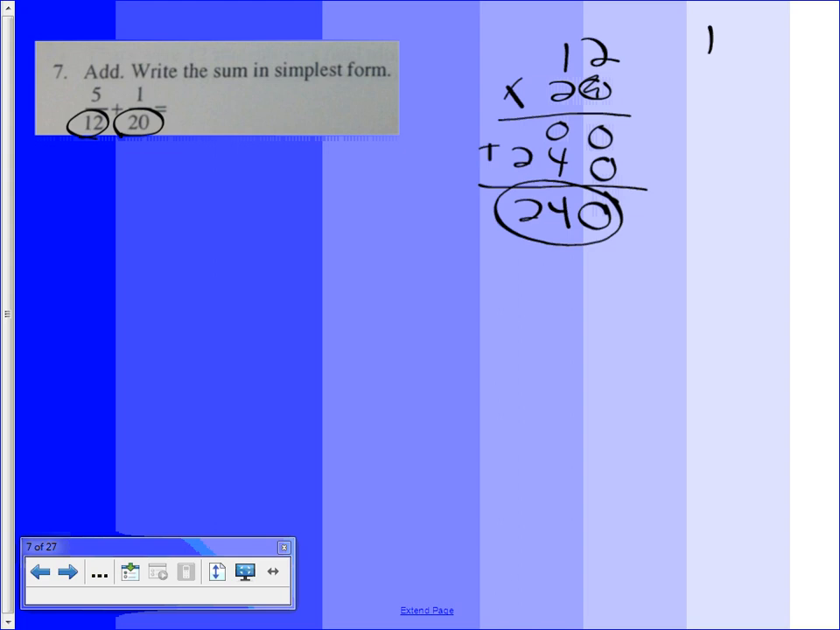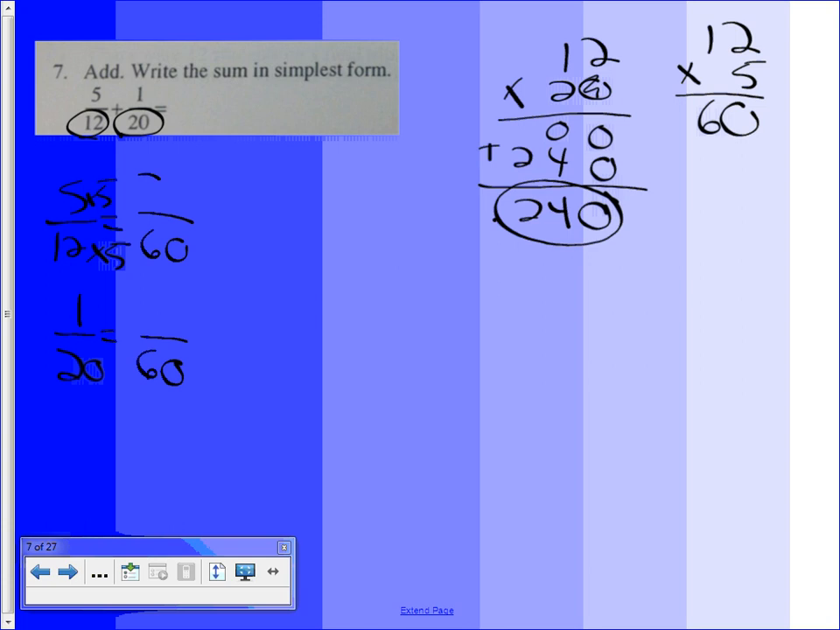12 can. 12 times 5, kids, we all know is pretty basic math, is 60. We know 20 can go into 60 3 times because 3 times 20 is 60. So let's use 60 as our common denominator. We could use 240. That's not wrong. We would just have to reduce more at the end. Let's use 60. 5/12 into 60. 1/20 into 60.